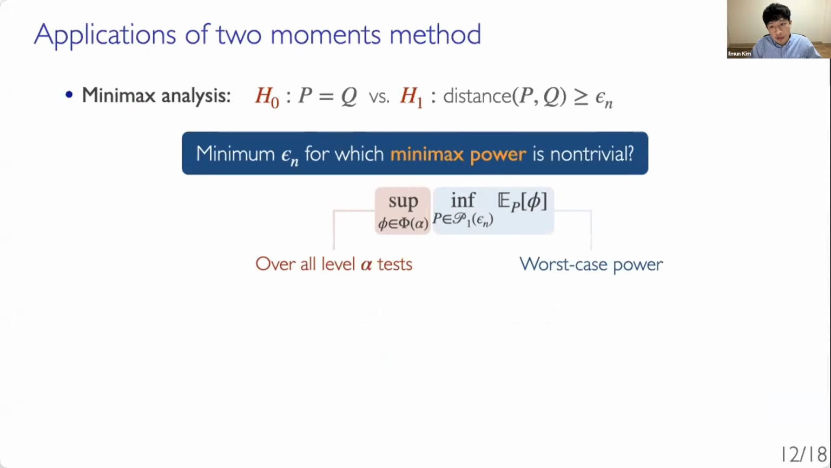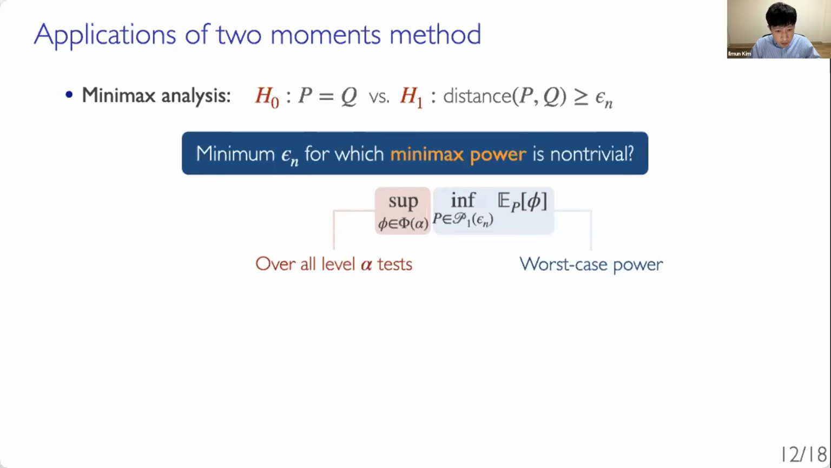Suppose we want to test whether two distributions, say P and Q, are the same or different. In general, if two distributions are too close, then no test can detect the difference with finite samples. Therefore, we consider a subset of alternatives where a certain distance between two distributions is at least greater than epsilon n.